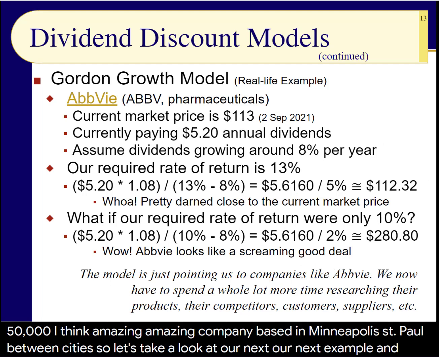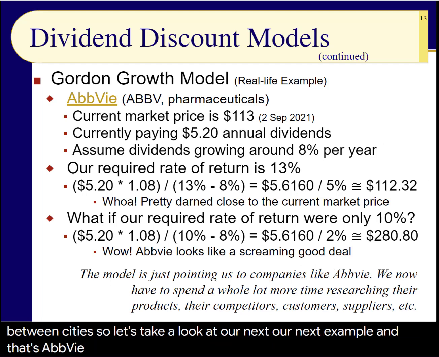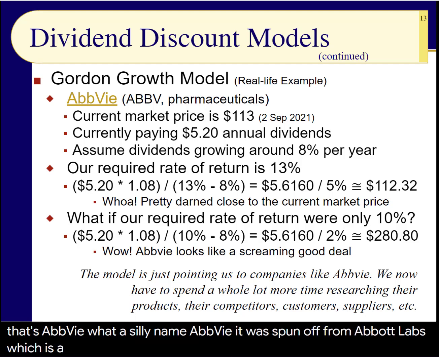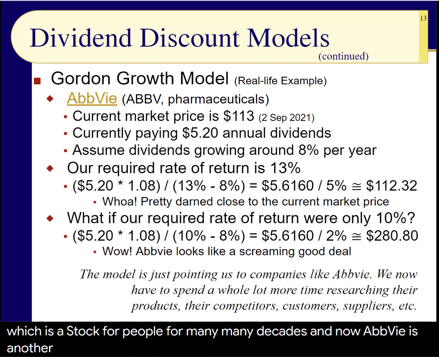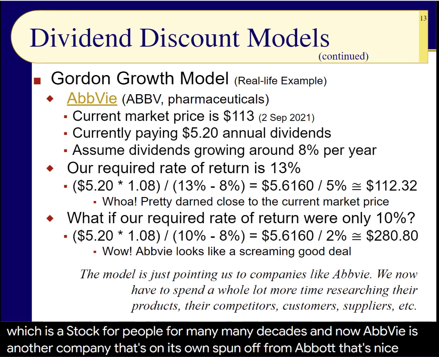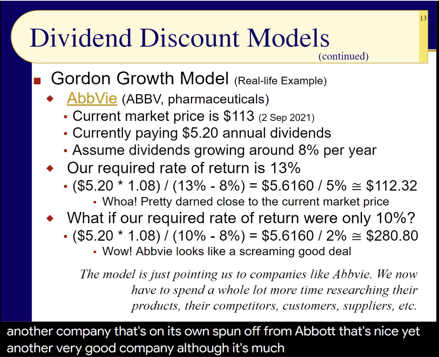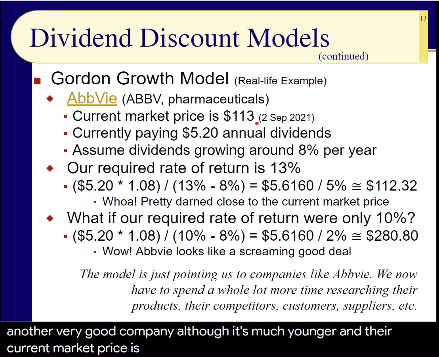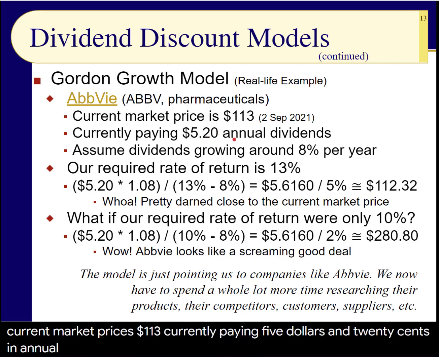So let's take a look at our next example, and that's AbbVie. What a silly name, AbbVie. It was spun off from Abbott Labs, which is a storied company that has been a very good stock for people for many, many decades. Now AbbVie is another company on its own, spun off from Abbott. That's yet another very good company, although it's much younger. Their current market price is $113, and they're currently paying $5.20 in annual dividends.